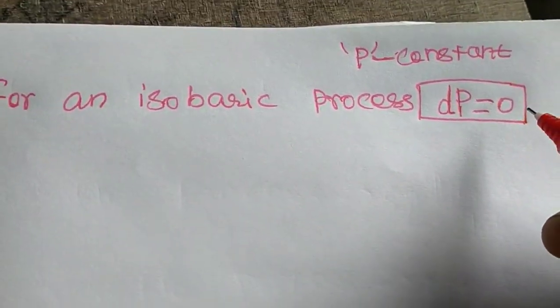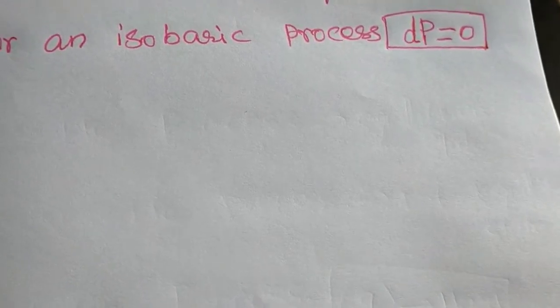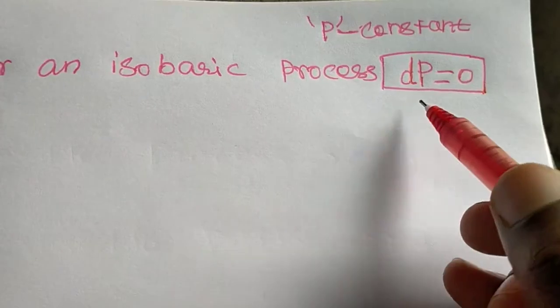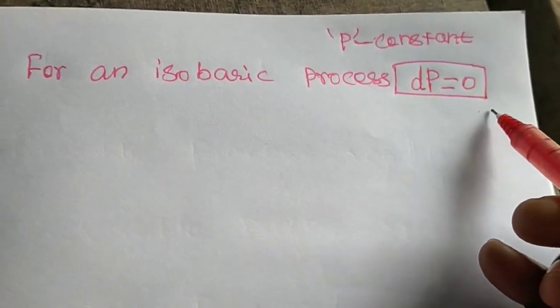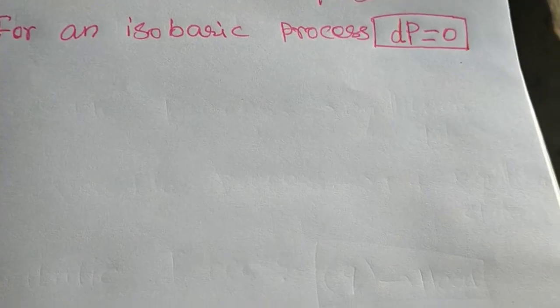So what is the condition for the isobaric process? What is the mathematical condition for an isobaric process? Pressure should be constant throughout, from the initial to the final stage of the process, and you can write that condition as dP is equal to 0. It denotes an isobaric process. dP is equal to 0, so there is no change in pressure of the whole system.